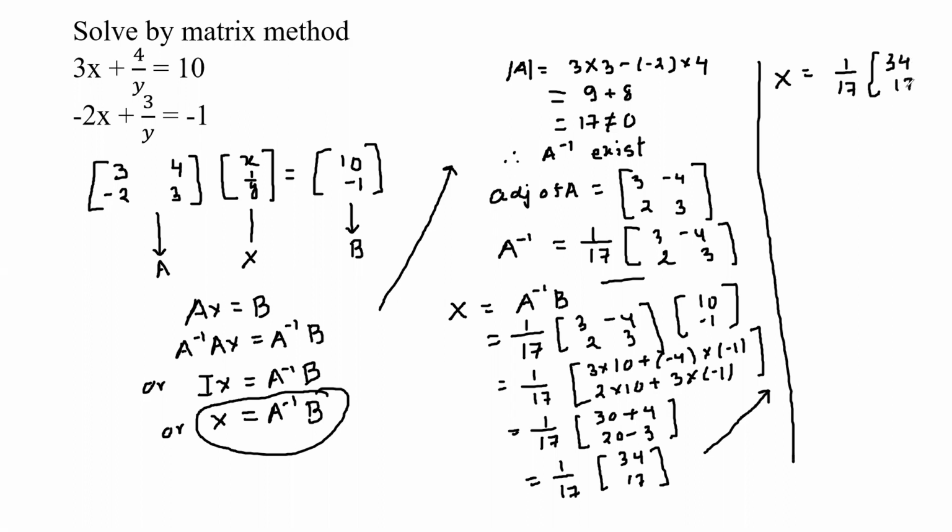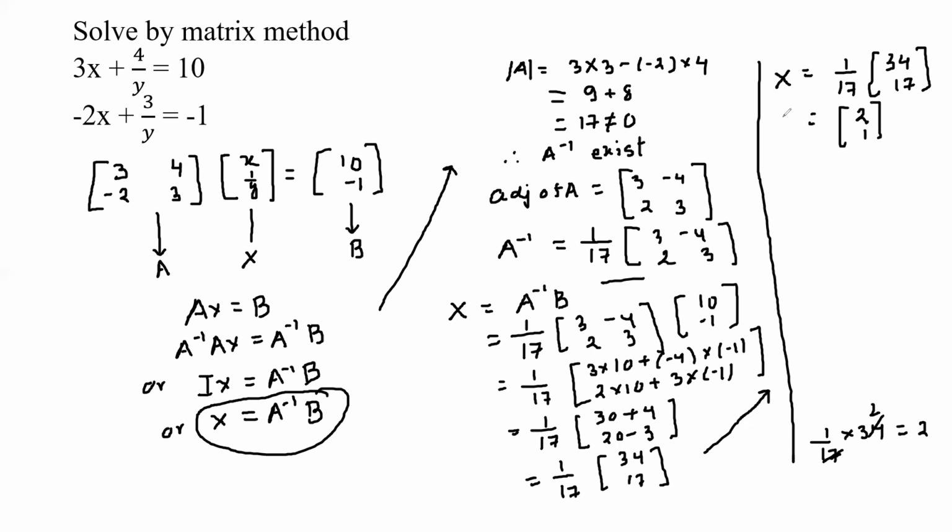Now we are multiplying. We know how to multiply a scalar with a matrix. So how should 1 by 17 be multiplied with 34? If you're not understanding, let's look here. 1 by 17 multiplied with 34 gives 17 times 2 divided by 17, which equals 2 only. So multiplying 1 by 17 with 34 means dividing 34 by 17. If we divide 34 by 17, we get 2. And when we divide 17 by 17, we get 1.